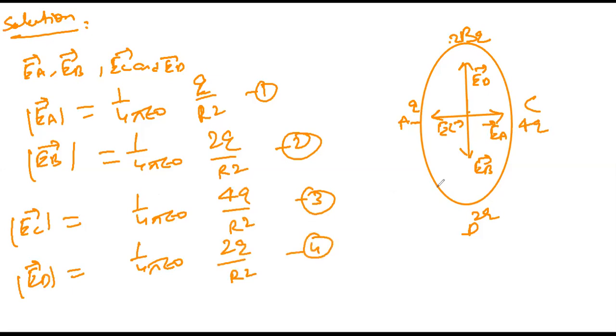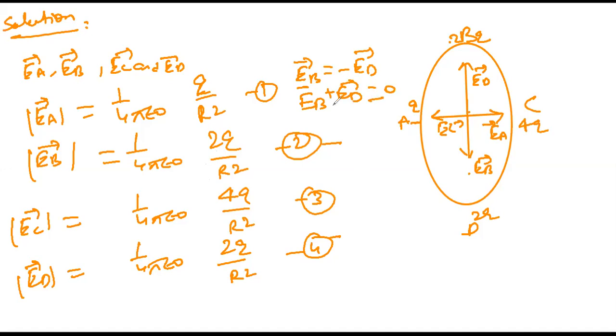No, sir. Now you see EB and ED, they are opposite to each other. So EB is equal to minus ED. These two are equal and opposite, so they will cancel each other. So EB plus ED will be 0. Any doubt?